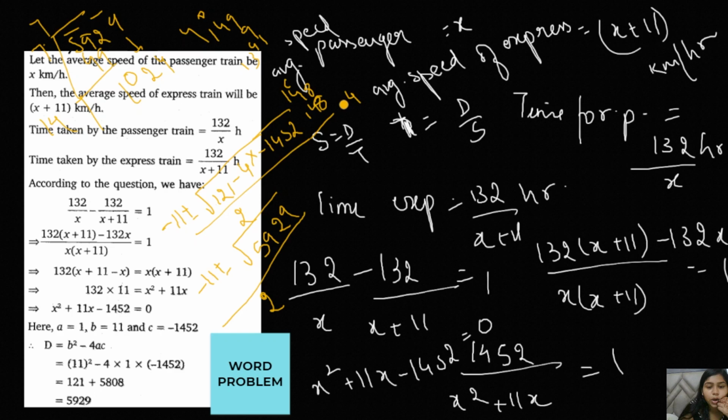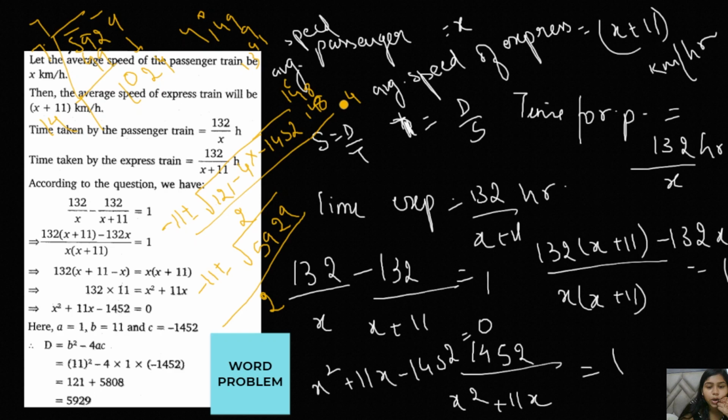This is 9, I'm sorry, this is 9. So 1029, where we'll be getting 9: 147 into 7, 7 sevens are 49, 7 fours are 28, and 4 is 32. Okay, yes, so we are getting this. So this is the perfect square of 77. So we can put it here like minus 11 plus minus 77 divided by 2.